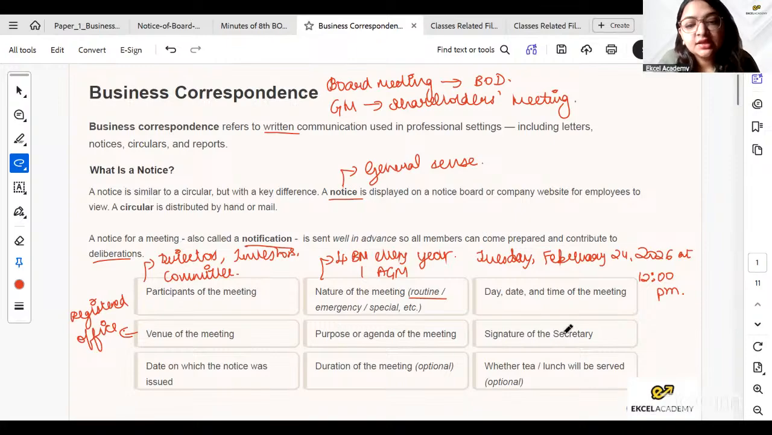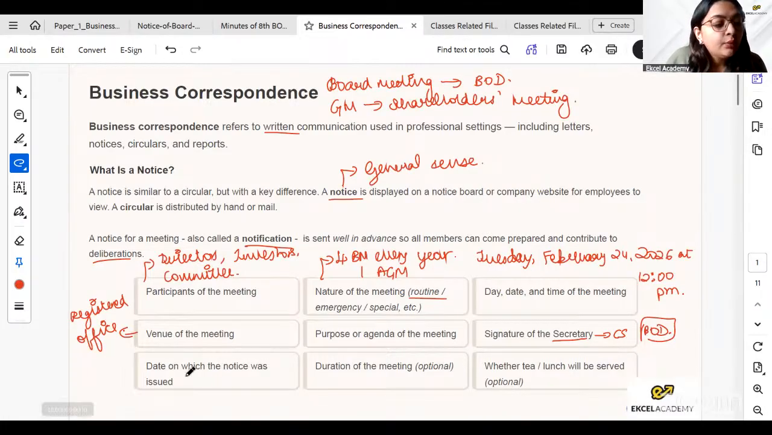All right. Signature of the secretary. This is your company secretary. Signature of your company secretary. Again, very important. If the company does not have a company secretary, then one of the members of the board of directors will sign it. If the company has a company secretary, then the CS will be signing it. All right. Next, date on which the notice was issued. Why does this become important? Now we do understand that the date of the meeting is something that is important.